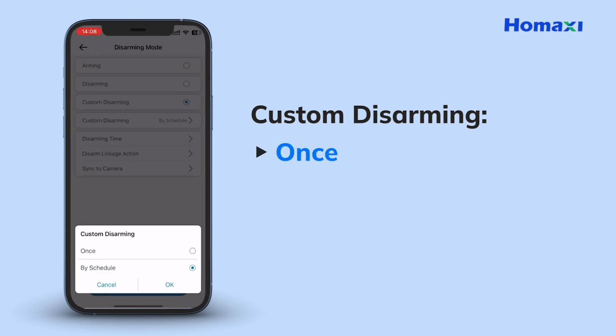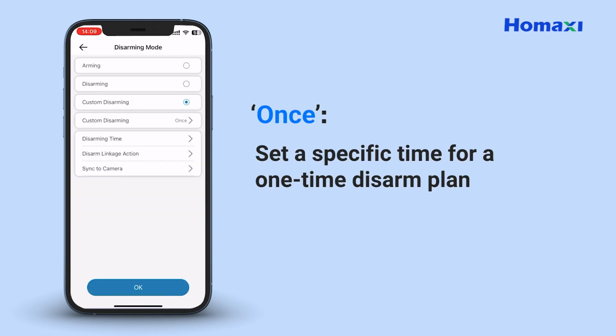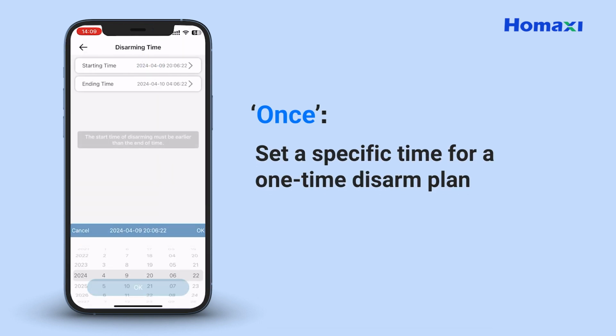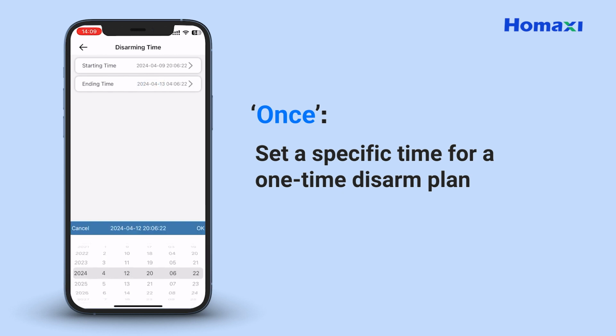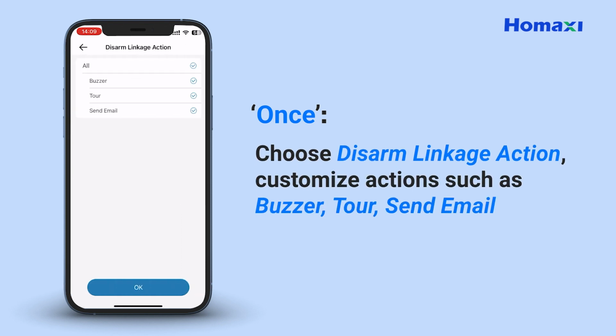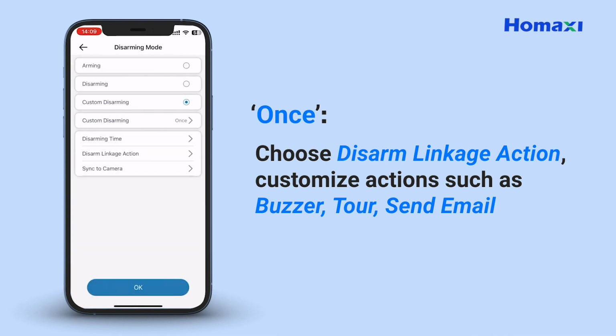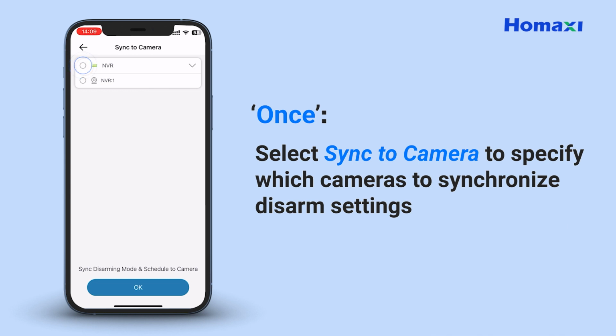Select Custom Disarming with options for once or by schedule. If selecting once, set a specific time for a one-time disarm plan. In Disarm Linkage Action, customize which NVR actions to disarm, such as buzzer, deter, send email. Select Sync to Camera to specify which cameras to synchronize disarm settings.